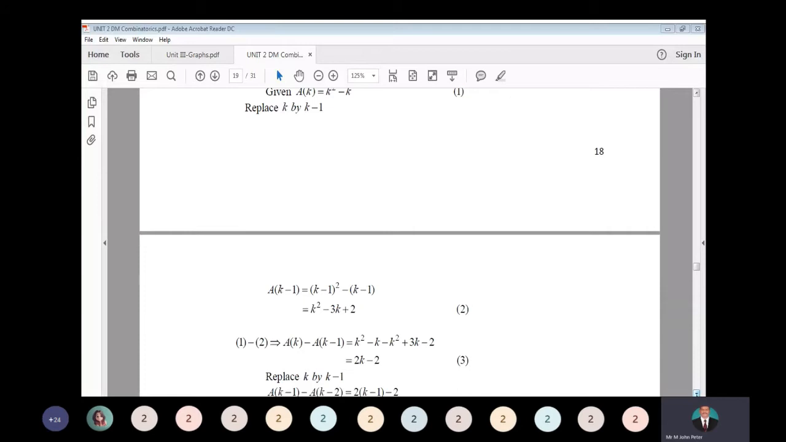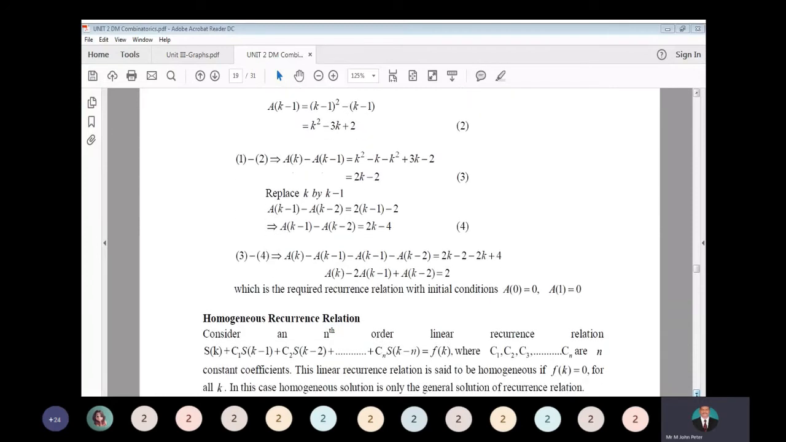That means k minus 1 is expanded as (a minus b) whole square. The second term is multiplied with the minus. That simplified, you will get k square minus 3k plus 2. And 1 minus 2 subtracted, you will get a of k minus 1 equal to k square minus k for the first term. Next, minus k square plus 3k minus 2. That simplified, you will get a 2k minus 2.